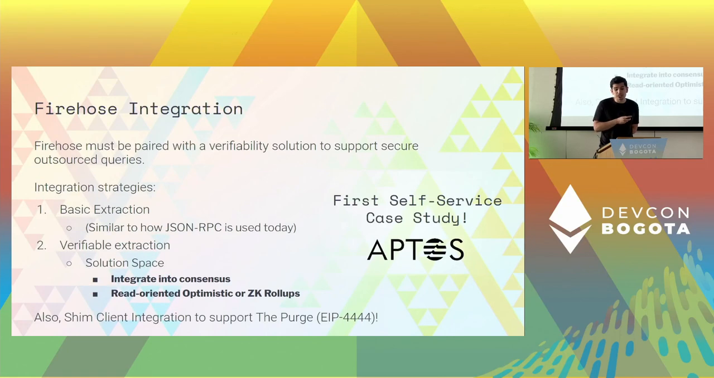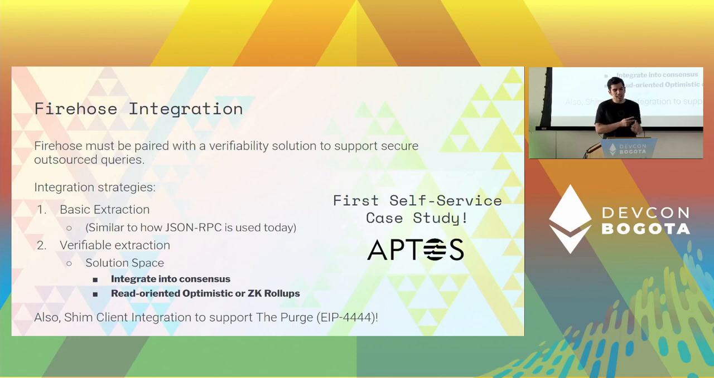I'm happy to announce that we recently have our first example of a blockchain core development team self-serving their Firehose integration. And I think this is going to be really important for every blockchain core development team, especially and including the Ethereum ecosystem, to eventually own their Firehose deployment so that they can maintain that for their own use cases. And that also has secondary benefits like basically automatic integration with protocols like The Graph.